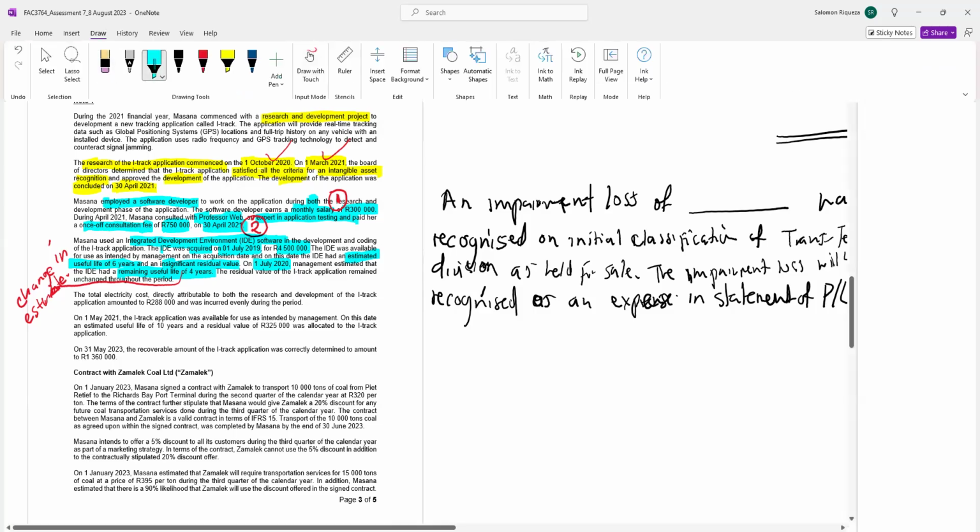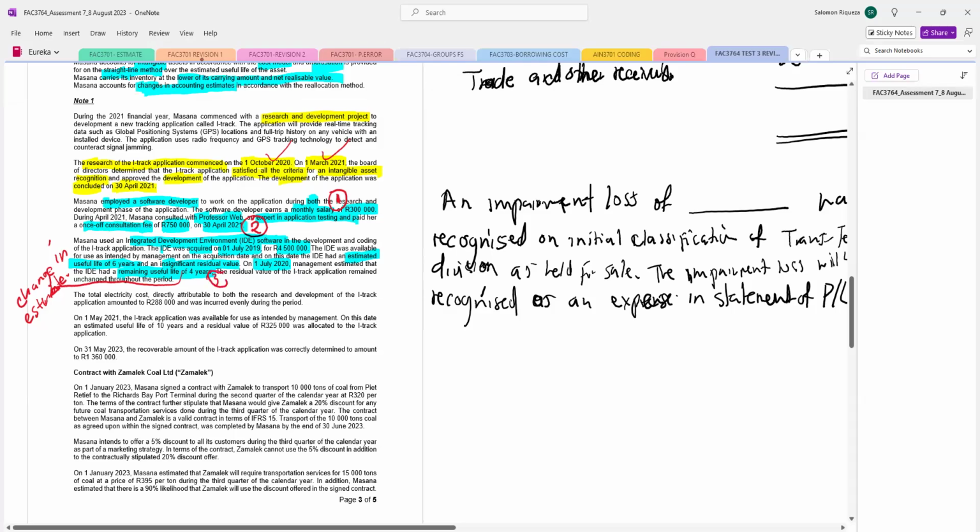So it says the residual value of the iTrack application remained unchanged throughout the period. Right. So that was the IDE. So this one would be expense number 3. Here we deal with depreciation, but you must remember changing estimate. Amortization, but you must remember changing estimates.